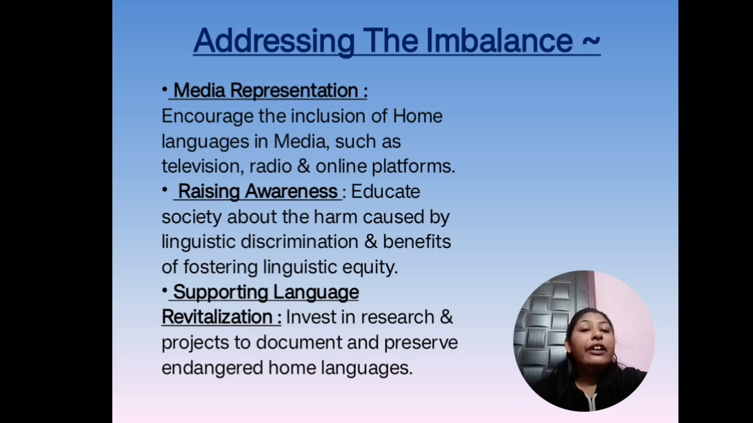The third point is media representation. Encourage the inclusion of home languages in media such as television, radio, and online platforms. Fourth point is raising awareness. Educate society about the harm caused by linguistic discrimination and the benefits of fostering linguistic equity. The fifth point is supporting language revitalization. Invest in research and projects to document and preserve endangered home languages.